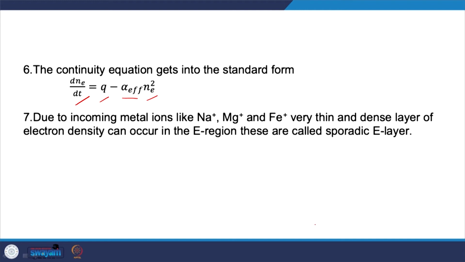Ne is the electron density, right. Due to the incoming metal ions such as Na plus, Mg plus, Fe plus, a very thin and dense layer of electron density can occur in the E region, called the sporadic E layer. This is a very important concept in ionospheric studies. We already know that due to meteoric ablation, a lot of metallic species are available in the mesosphere, and if they are available as ion densities, these ion densities get added to the densities of the E layer. So this particular E region is called a sporadic E layer.